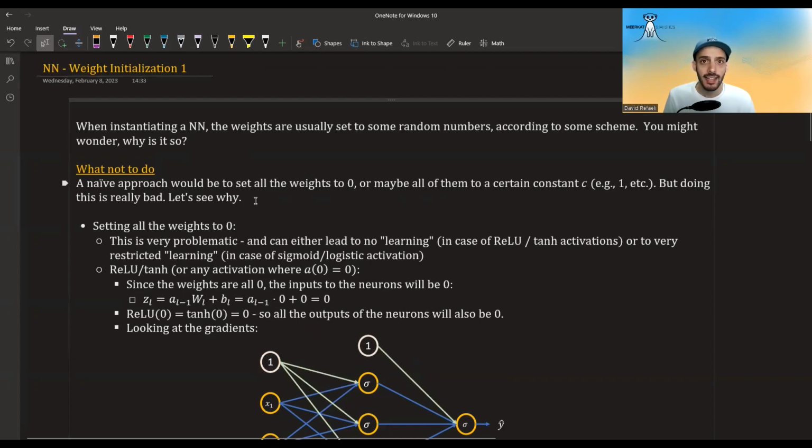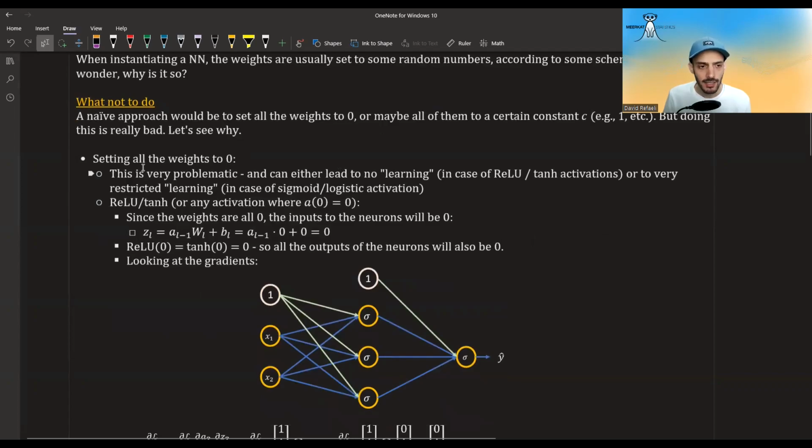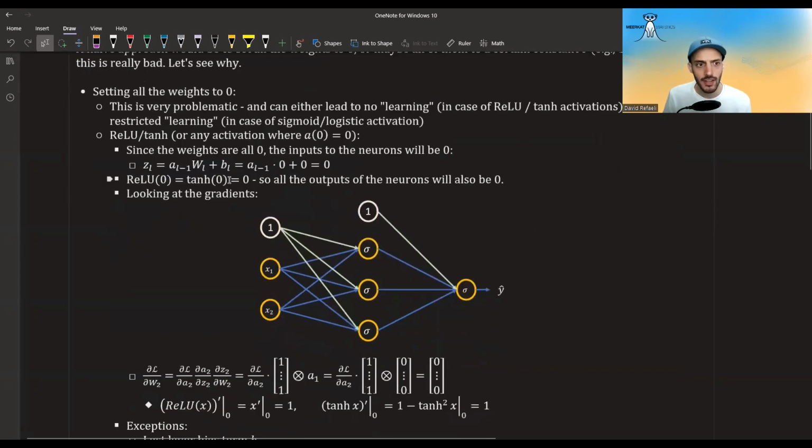A naive approach might say, let's just start all the weights to be 0, or maybe let's start all the weights to be 1 or some other constant. Why do we need to sample them randomly from some random distribution? Well, let's see what's the problem with that. If we set all the weights to 0, this is very problematic.